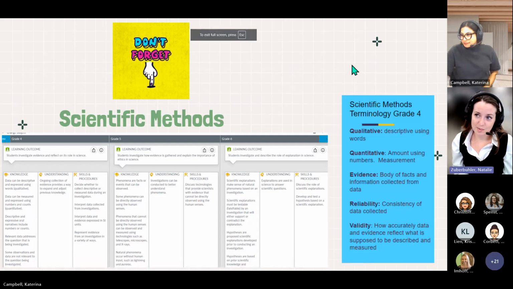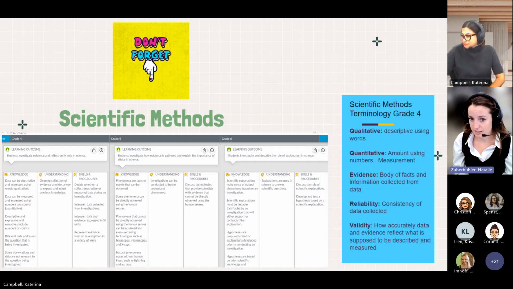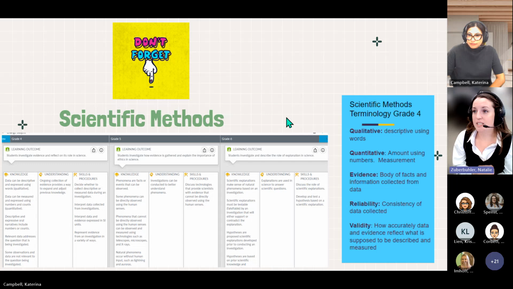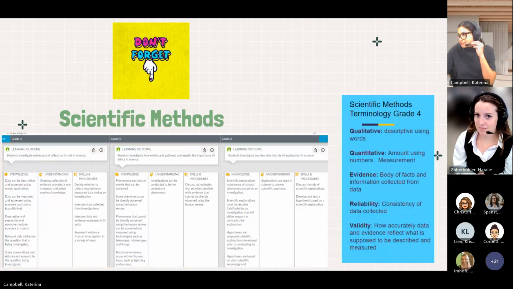Now, I've talked a little bit about computer science, but don't forget, we also have the organizing idea of scientific methods. We're going to see words like investigate, develop a test and hypothesis based on. When we see some of those keywords, don't forget, we're going to tie in our scientific methods. Kat, do you have anything you want to say in there?